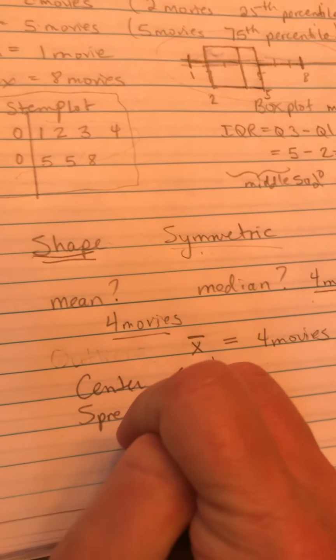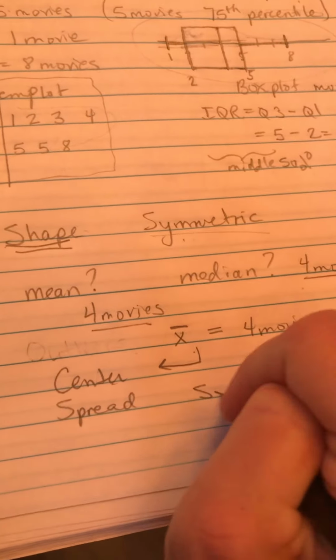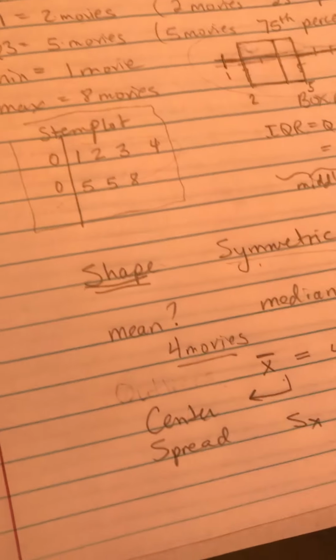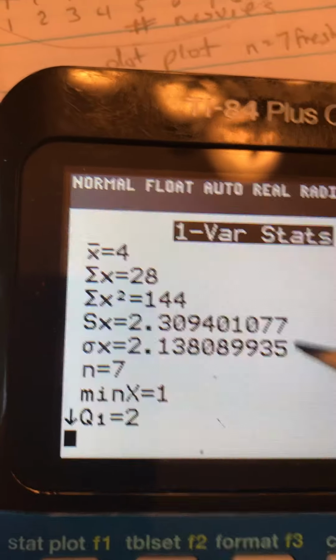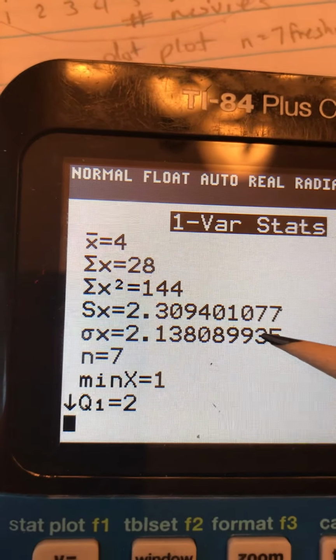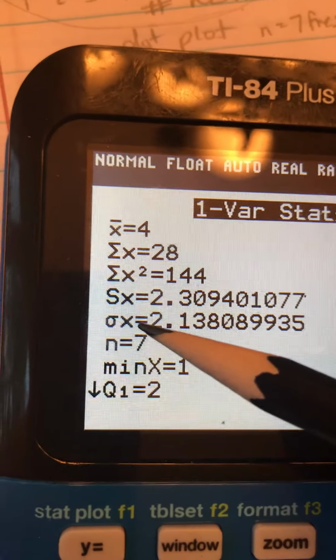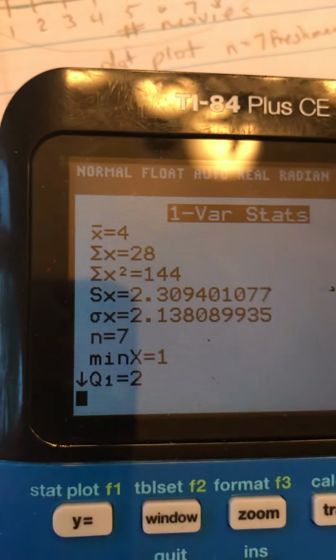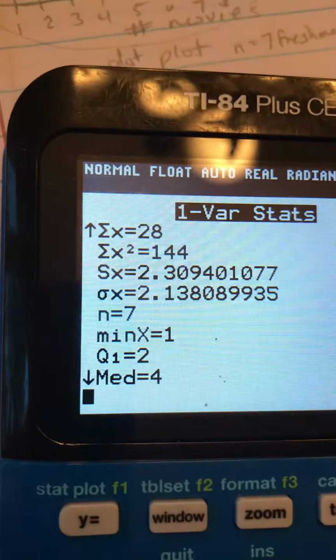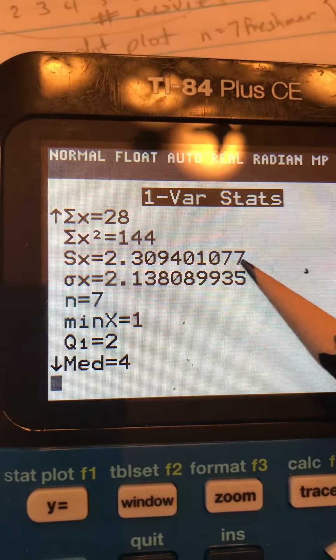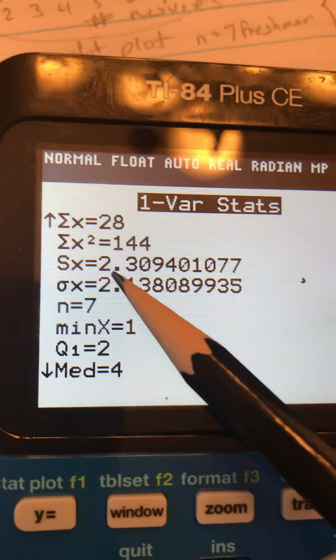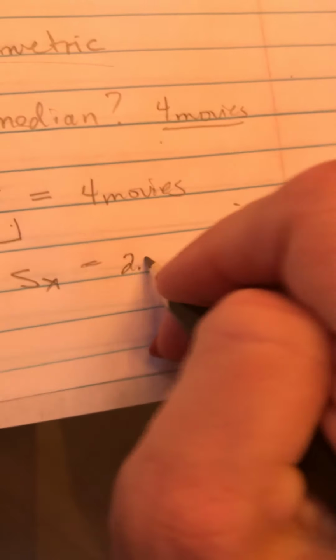Spread. I will use the standard deviation, which was on my calculator. Notice standard deviation is given in 2 different forms. The calculator doesn't know if it was a population, which would use sigma, or a sample, and so it gave us both. And I'm going to say, from the context of the problem, it's a sample, so I'm using S sub x, 2.3 movies. So the spread is 2.3 movies.